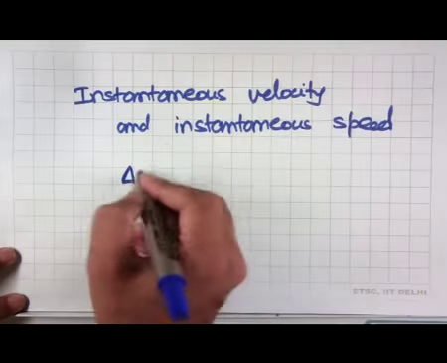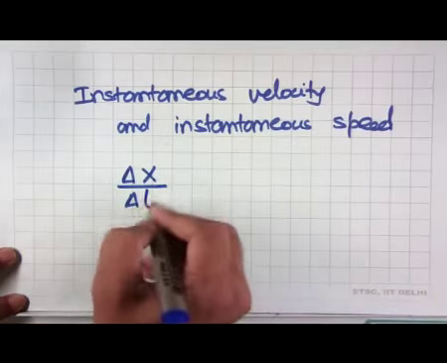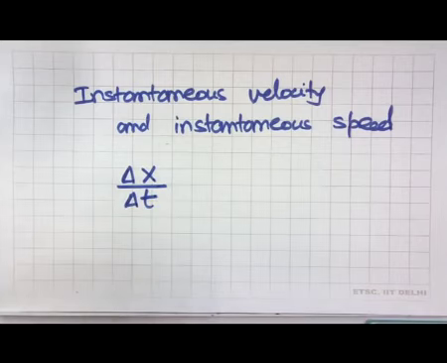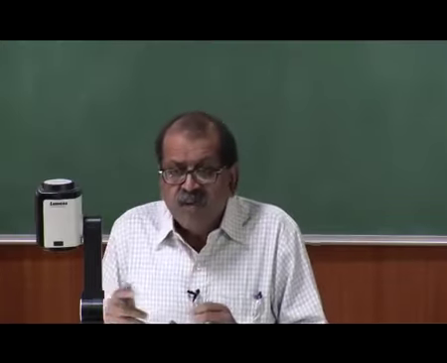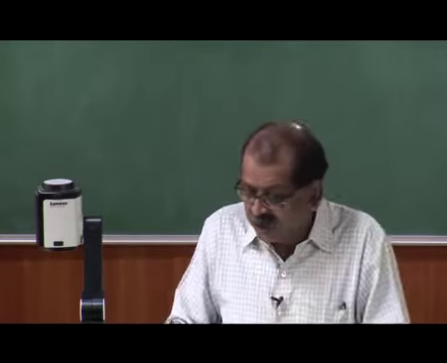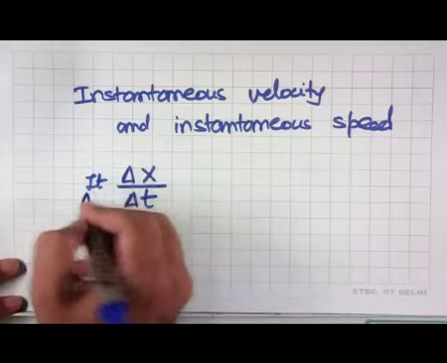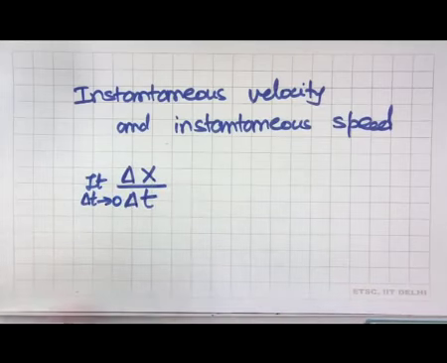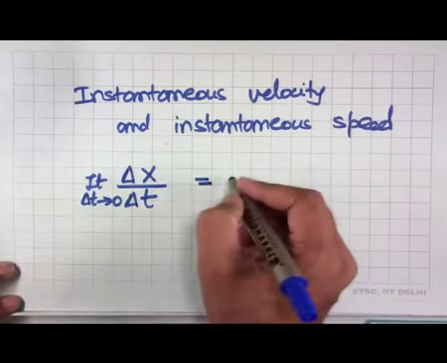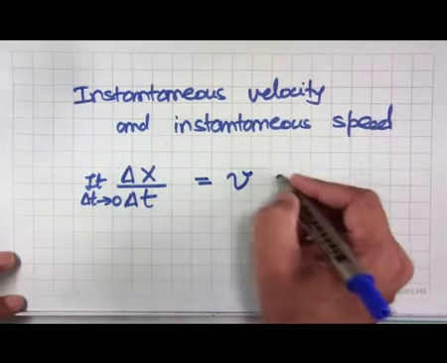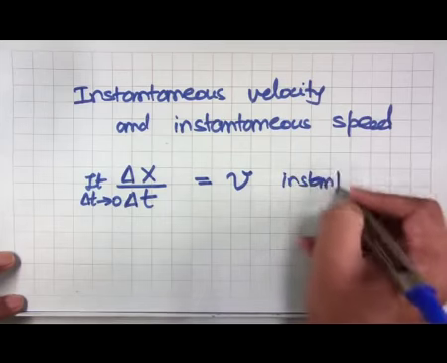So, how we define this is, if we take the displacement delta x divided by delta t, this is how we will get the average velocity. Now, if we make the time interval over which we are observing the change smaller and smaller, eventually when this delta t approaches 0, we say this is the limit delta t going to 0. The quantity which we get is what we call v, the instantaneous velocity.